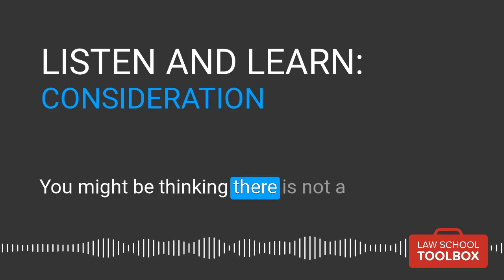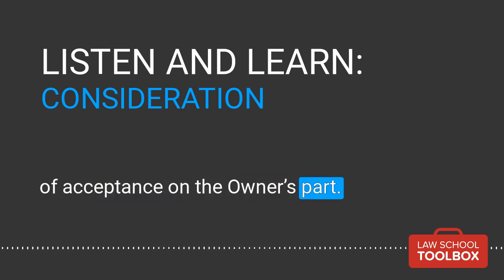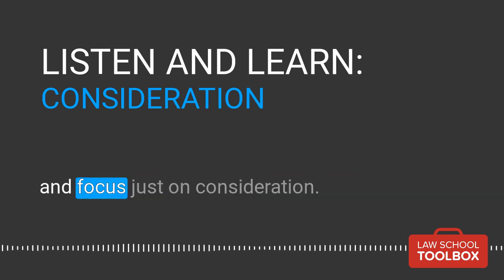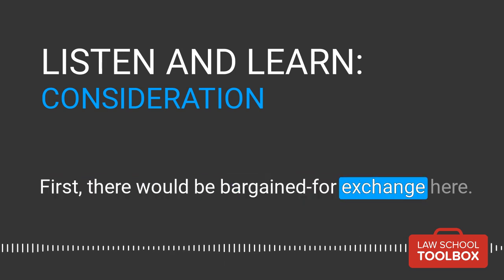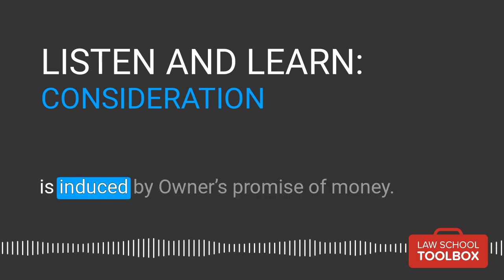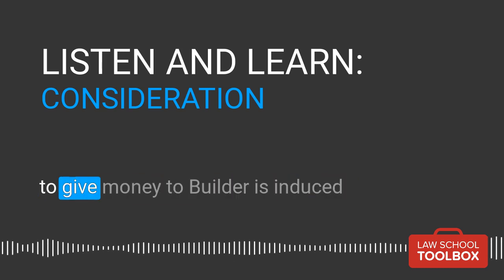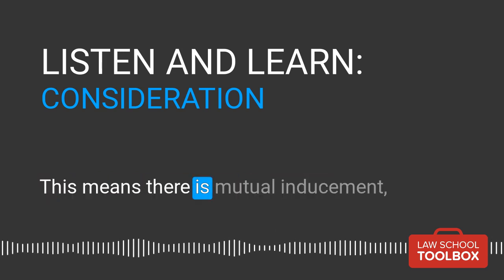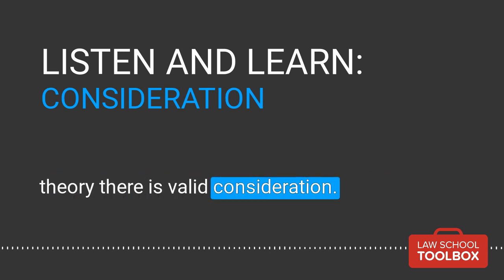You might be thinking there is not a valid contract here because of the lack of acceptance on the owner's part. Although that might be true, let's assume there is a valid offer and acceptance and focus just on consideration. First, there would be bargained for exchange here. The reason builder is building the fence is induced by owner's promise of money. Likewise, the reason owner is going to give money to builder is induced by builder constructing the fence. This means there is mutual inducement, and under the bargain for exchange theory, there is valid consideration.